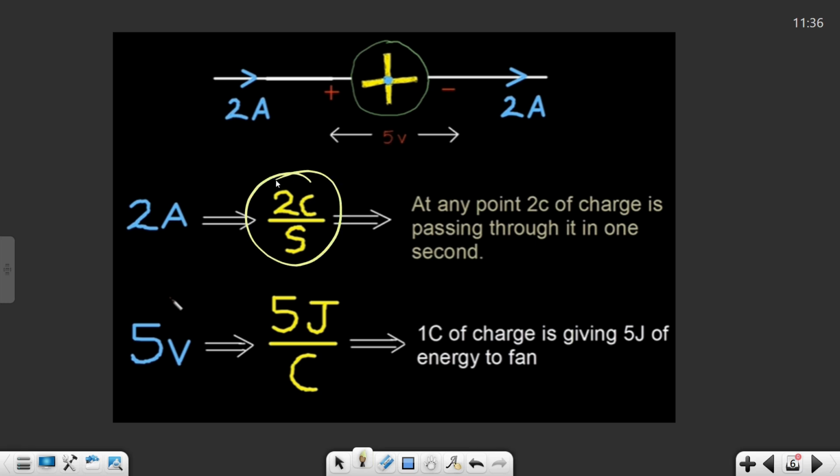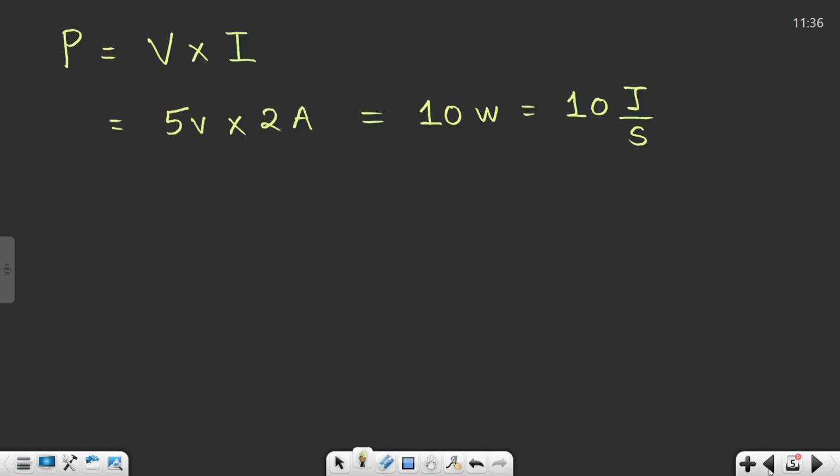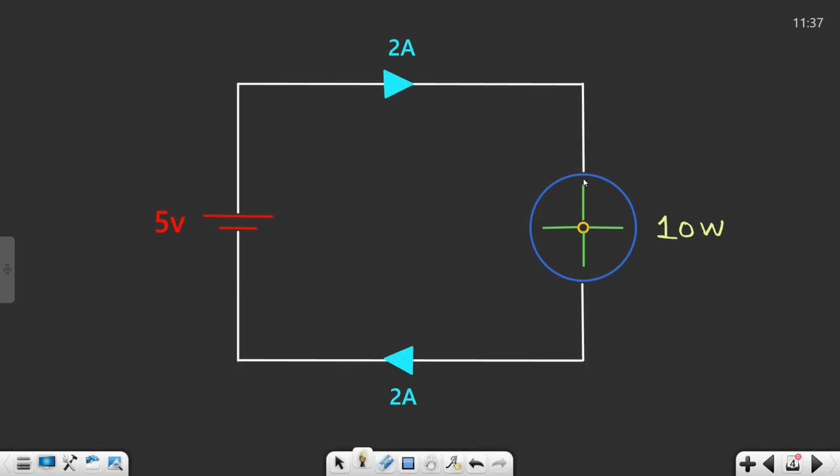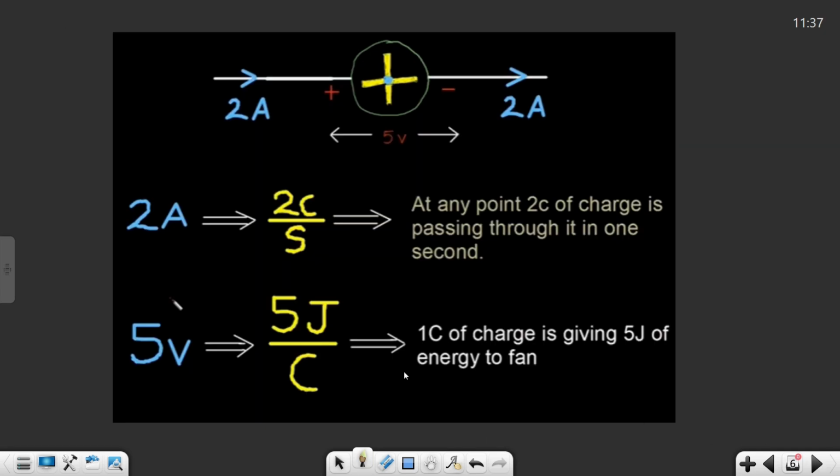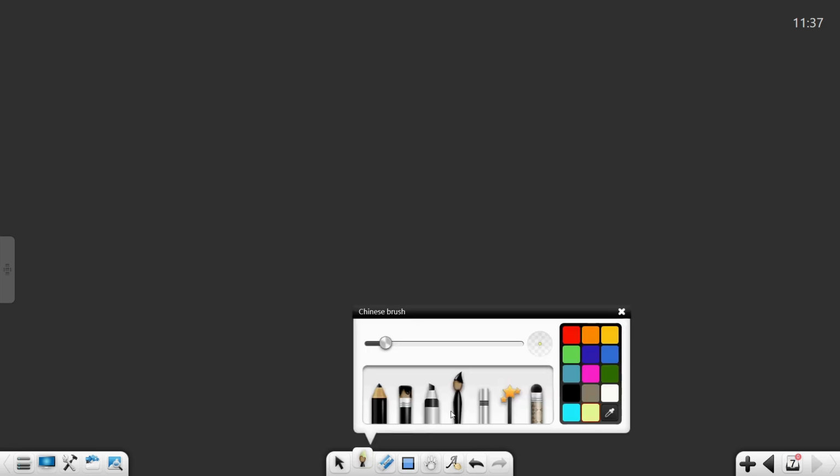This is what it means, right? I have clearly mentioned that 2 amperes is nothing but 2 coulomb per second. Also we have 5 volts, because we are applying 5 volts across this particular fan. So what does that mean? 5 joule per coulomb, that means 1 coulomb of charge is giving 5 joule of energy to the fan. Let's try to write a few of the things that we can see over here.